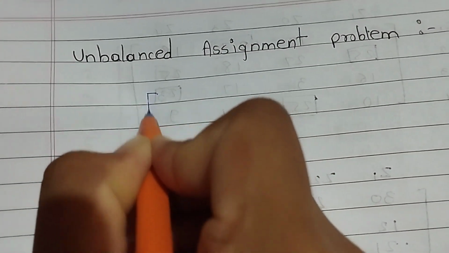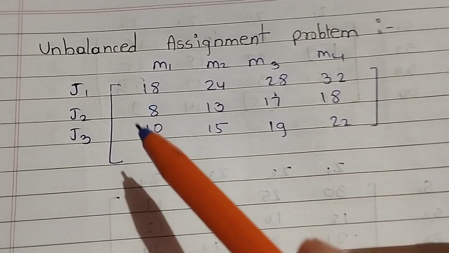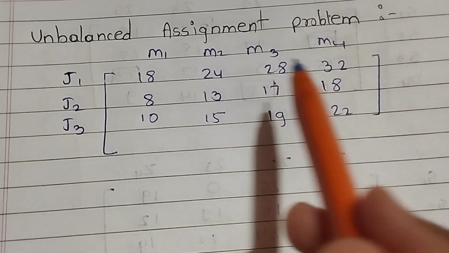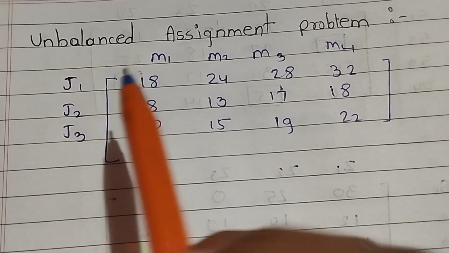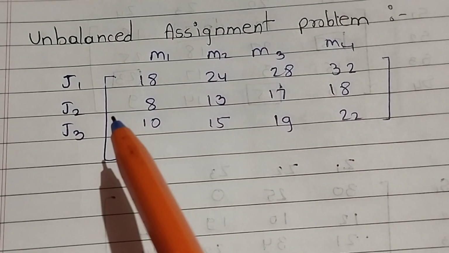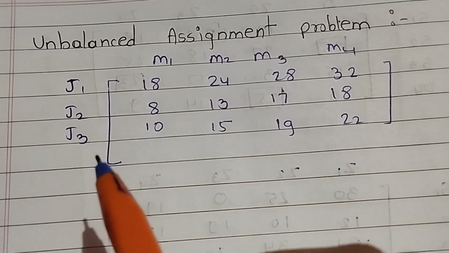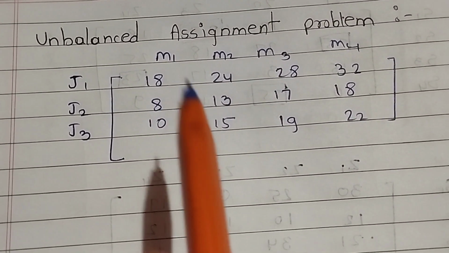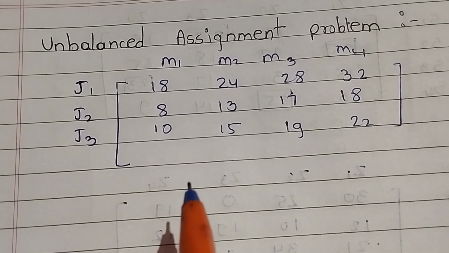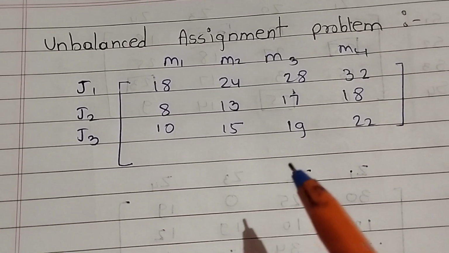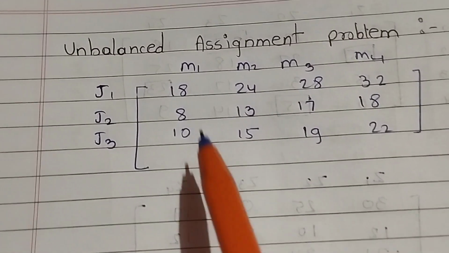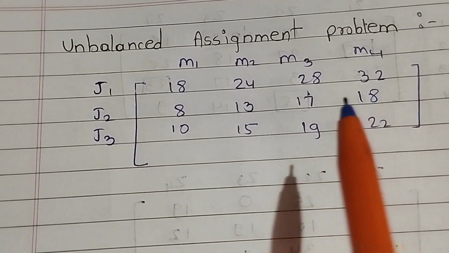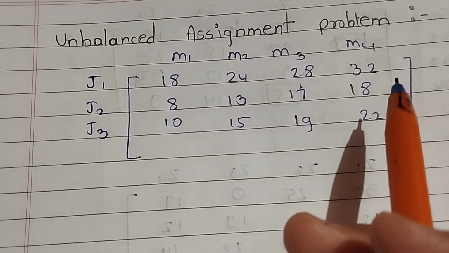Let's suppose one matrix has J1, J2, J3, which are the jobs, and M1, M2, M3 and M4, which are the machines. So for job J1 we have 4 machines, for J2 we have 4 machines, and for job J3 we have 4 machines. The target is to assign the jobs to the machines so that we get the minimum or maximum cost. But we can see here that for 3 jobs we have 4 machines, so this is unbalanced because 3 rows and 4 columns are present.